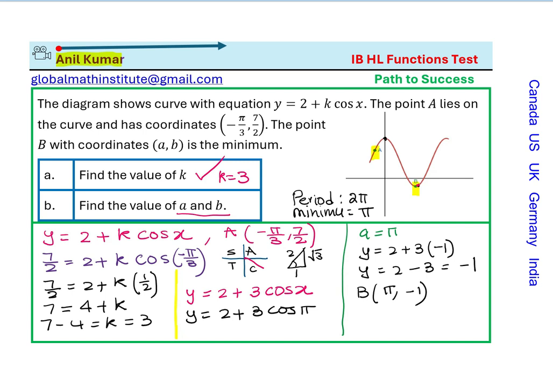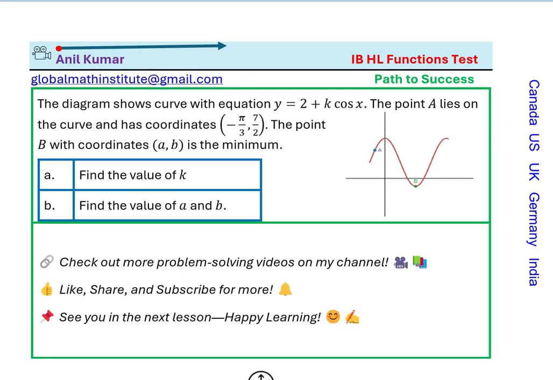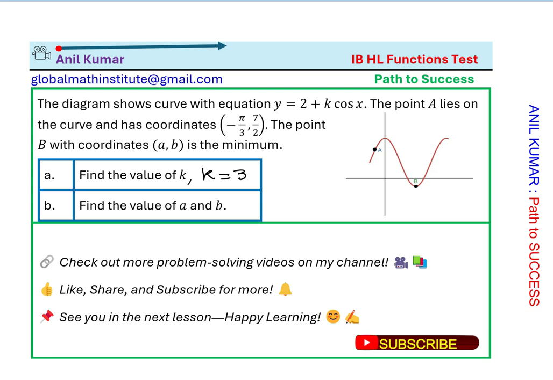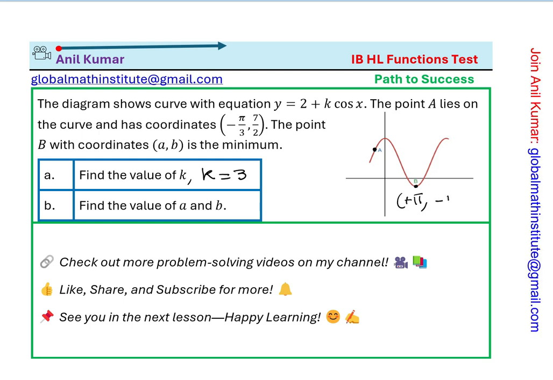Perfect. You see how we have solved this question? With the point A given to us, we found the value of k, right? And once we had k equal to 3, we changed the equation, wrote down k as 3, and found the minimum at pi and minus 1, correct? So we got the value of b. So I hope that is absolutely clear.